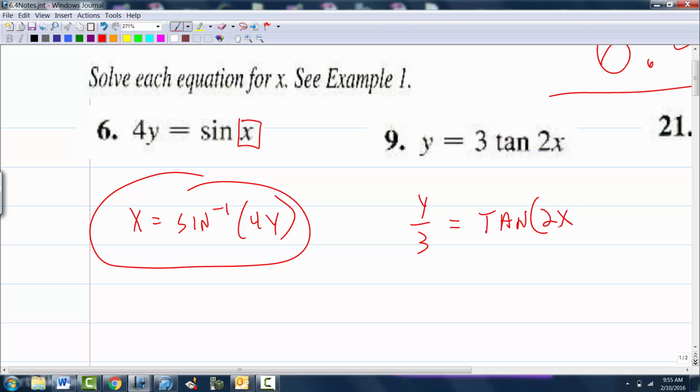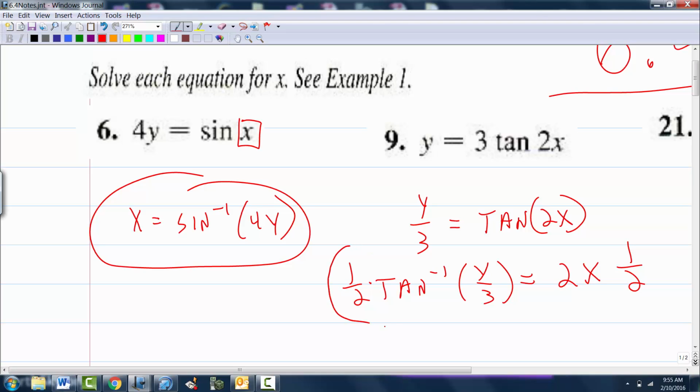Now, how do I free 2x? What do I do to both sides to free 2x? Inverse tan both sides. But wait, what is that free? 2x. What do I have to solve for? So instead of divided by 2, what would I prefer? Multiply by a half. And then you really got to understand that that 1/2 does not get incorporated with the angle measure. Just 1/2 times the inverse tan of y over 3.